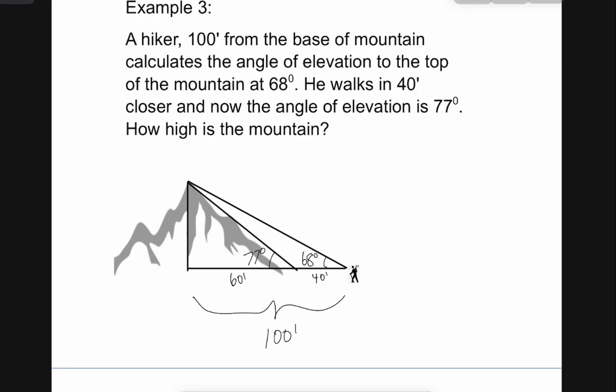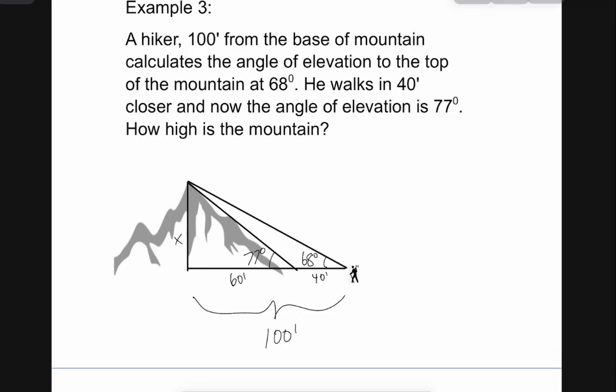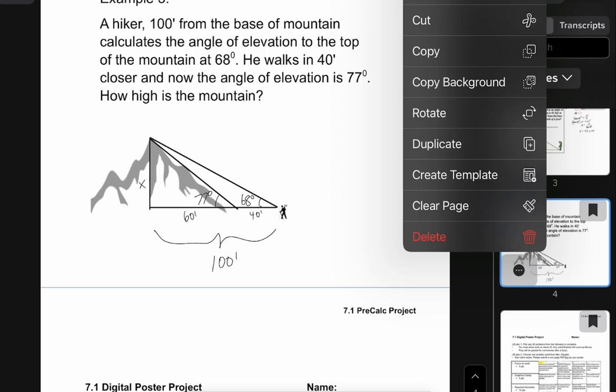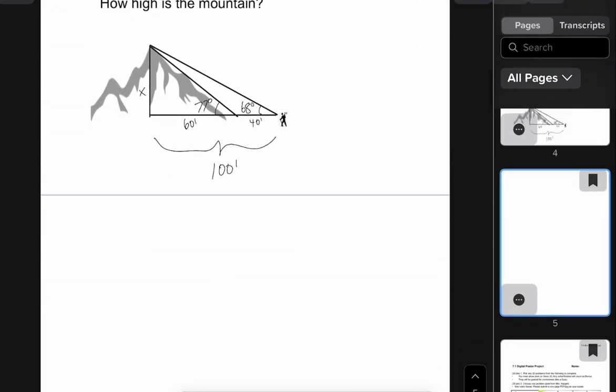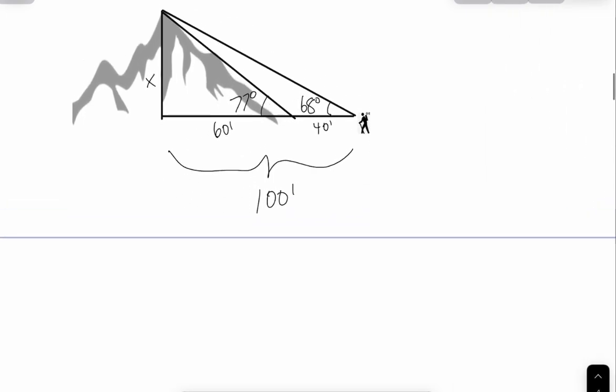Now this is an example where we want to know the height of the mountain, so we're going to put a little X right there. But we want to pull the two triangles apart, okay? We're going to have to pull the two triangles apart. I'm going to add myself a page. You might want to do so as well because we're going to have to do some things here. Okay. So the first thing I'm going to do, anytime you have this nested situation, is you want to draw two separated triangles, okay?